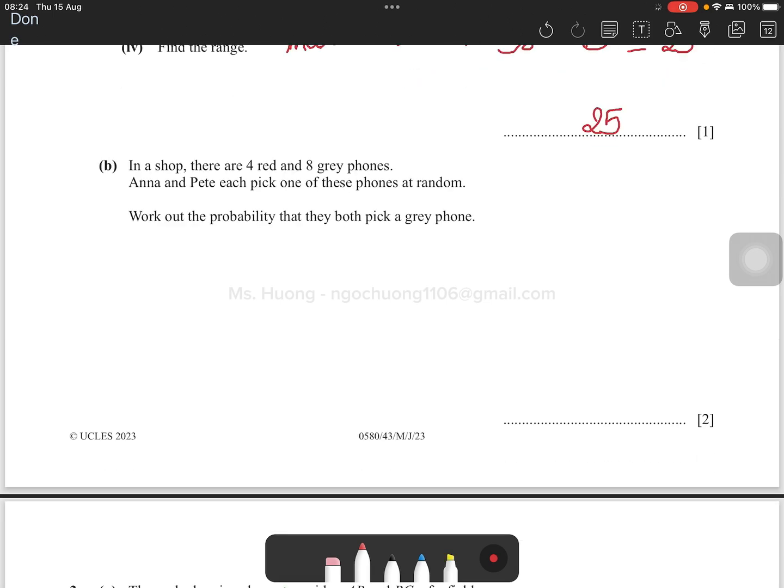B. In a shop, there are 4 red and 8 gray phones. Anna and Pete each pick one of these phones at random. Work out the probability that they both pick a gray phone. So we will find the total number of phones. 4 plus 8 equals 12 phones.